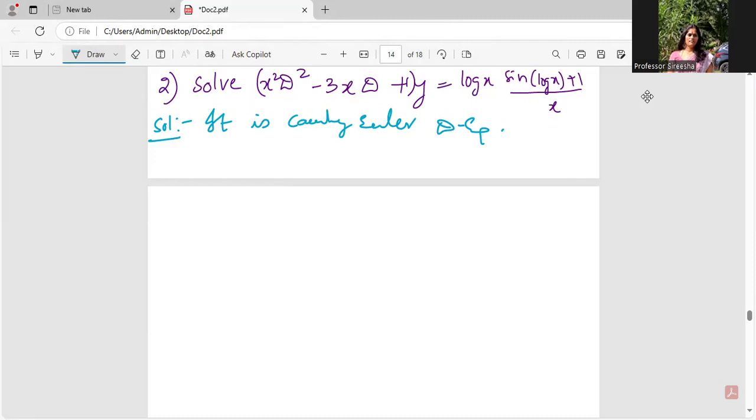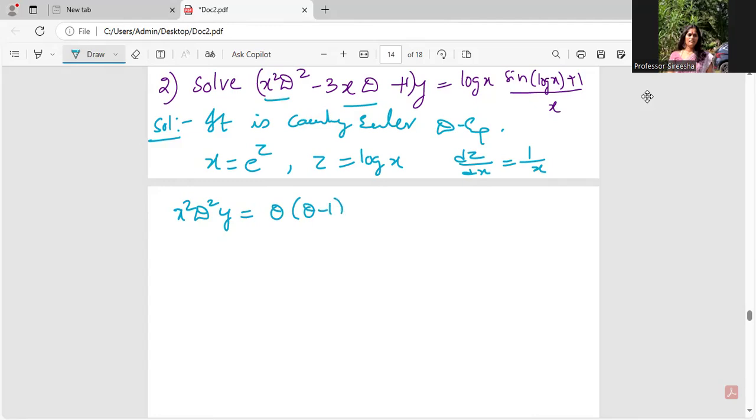Next, what will you write? What's the substitution that I am making? That information you should write. x is equal to e to the z. You will write z is equal to log x. Also, you will write dz by dx is equal to 1 by x. Apart from this, depending on the number of derivatives you have, you will write x squared d squared y, which is nothing but theta into theta minus 1 into y.